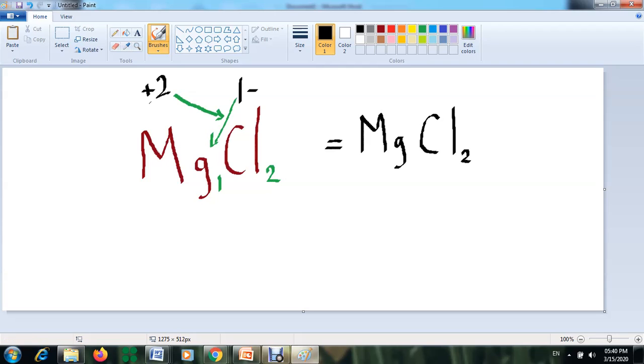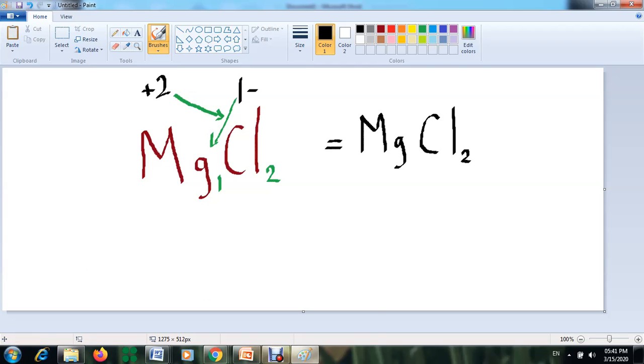So at the end it's MgCl2. Here, as you know, the ions cancel each other. 1 magnesium atom loses 2 electrons to give them to 2 chlorine atoms. Each one of them took how many electrons? Only 1 electron.